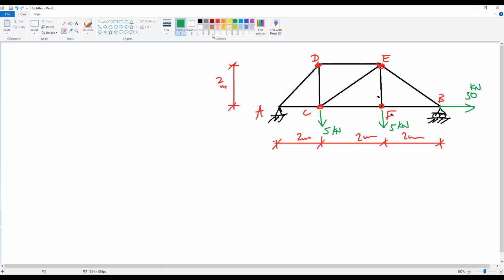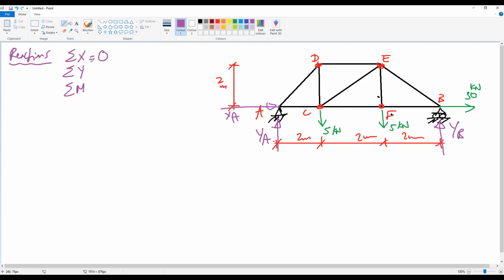And again, you said we have 3 reactions. Here we have XA, YA, and here we have YB. So for the reactions, how can we find them? We have 3 equilibrium equations. Summation forces in X direction should be 0. Summation forces in Y direction should be 0. Summation moment at any point should be 0 as well.